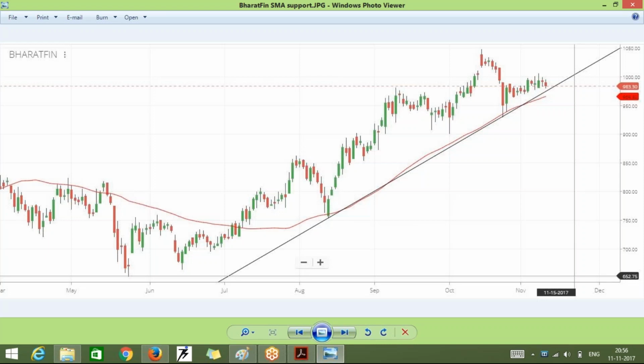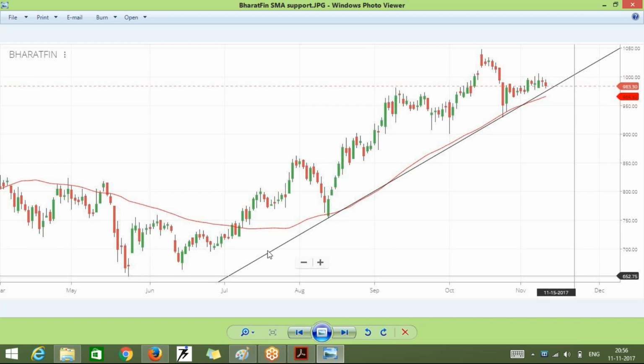This is again the chart of Bharat Finance. So I have said that SMA can be used in two ways. The first one is the crossover, and the second one is the use of SMA as support and resistance. So here you can see, you can take any period over here, it may be a 25 period SMA or a 50 period SMA, as per your trade time frame.